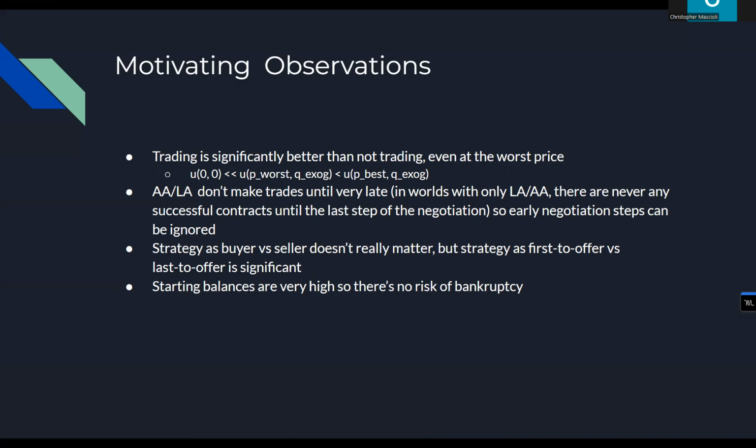AdaptiveAgent and LearningAgent both don't make trades until really late into the negotiation. On average, if you have AdaptiveAgent, LearningAgent, and a few other of their descendants from the OneShot competition last year, you don't really see a trade go through until around time step 15 or 16. And if you drop the 3 environmental agents, they actually won't trade with each other until time step 20.